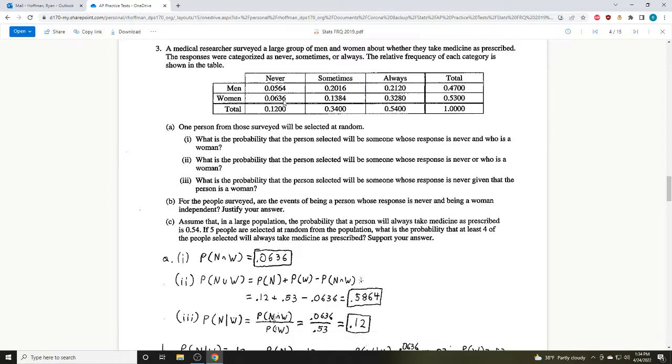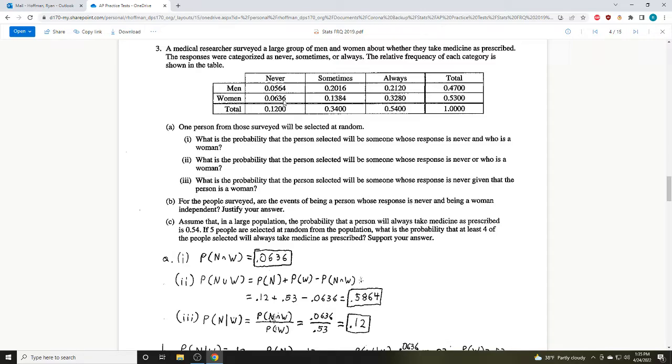Then we have the person never or a woman. Never or a woman, well, we know that the probability of A or B is the probability of A plus the probability of B minus the probability of both. So we add in the sections that are never, the section that is woman, but then we just double counted the ones that are never and a woman, so we subtract that away, and that gives us our 0.5864.